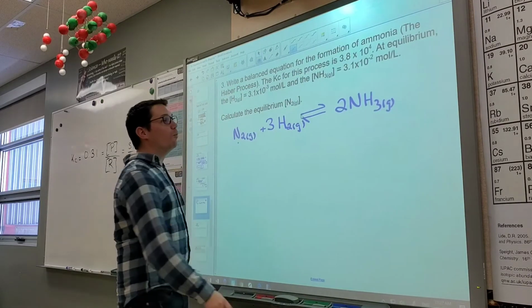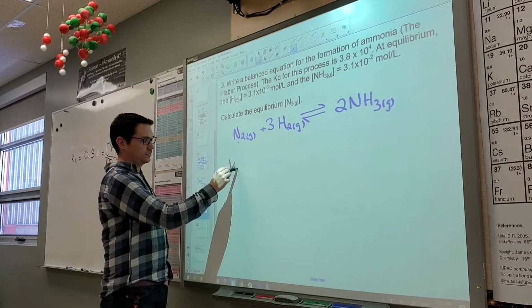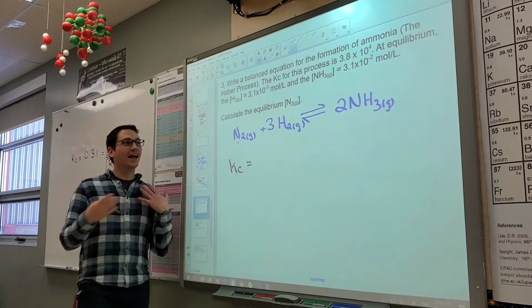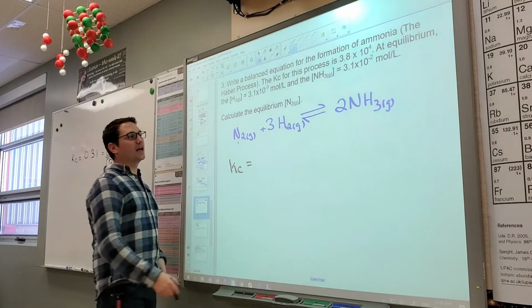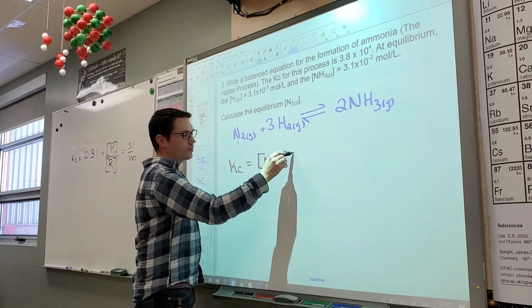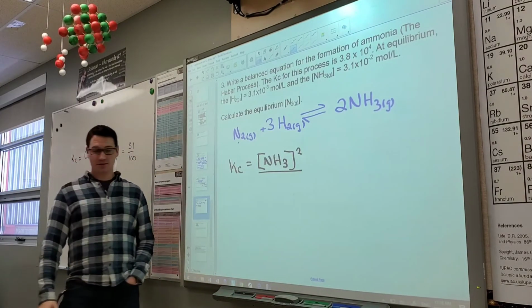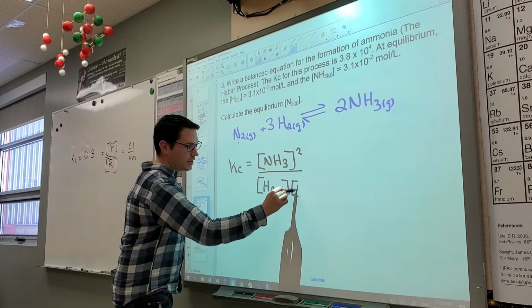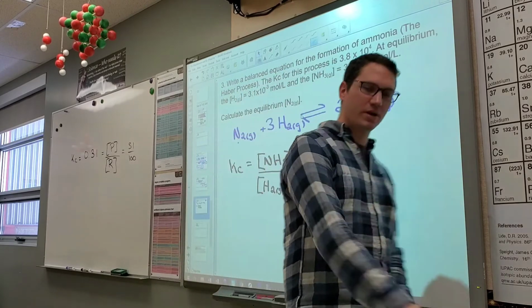In general, what is a Kc equal to? What is the Kc for this reaction equal to? 3.8 times 10 to the power of... Yeah, 3.8 times 10 to the 4, but in general, right? Products over reactants. So what's our only product here? Ammonia, right? What are our two reactants? Hydrogen gas and nitrogen gas. N2 gas. That's a terrible square bracket.